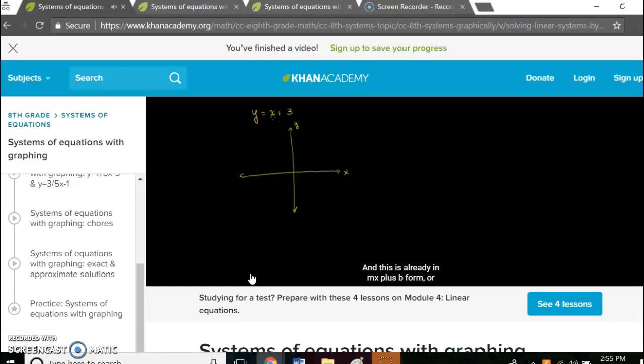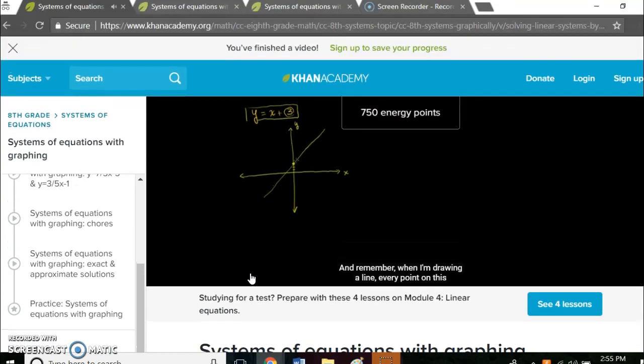And this is already in mx plus b form, or slope-intercept form. The y-intercept here is y is equal to 3, and the slope here is 1. So this line is going to look like this. We intersect at 0, 3, and we have a slope of 1. So every one we go to the right, we go up 1. So the line will look something like that. It's a good enough approximation. You should really be counting out the slope here.